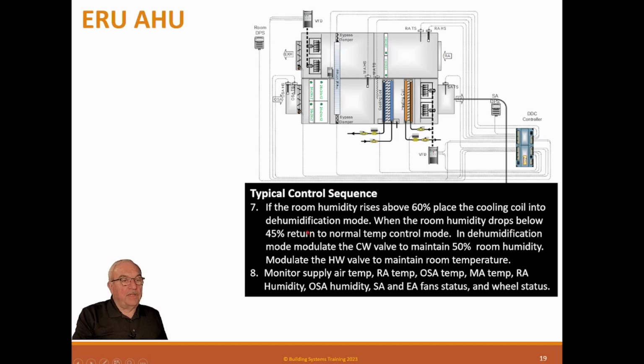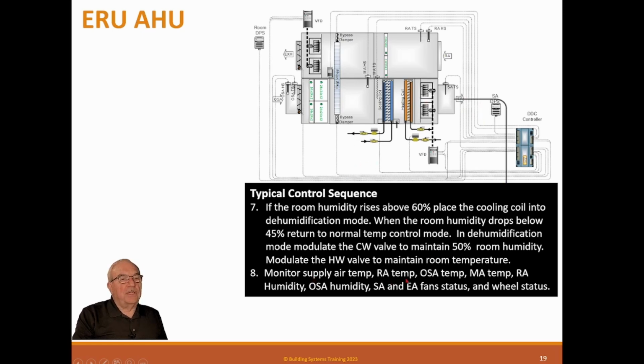This is a dehumidification mode. So if the room humidity rises above 60%, place it in dehumidification mode just like the others, so we can drop this cooling coil down to 55 degrees and let it dehumidify the air by dropping moisture out. And this coil comes up and turns on the temperature to keep the temperature set point the same so we don't freeze out those spaces.